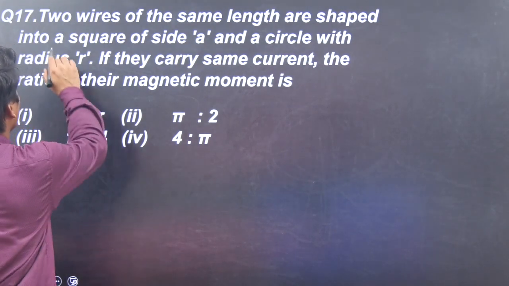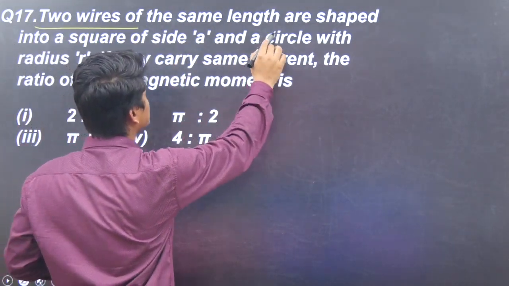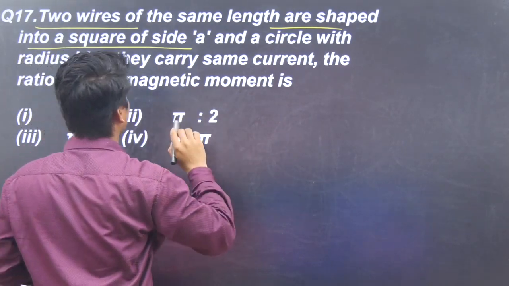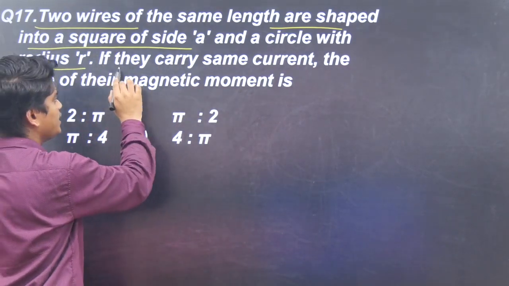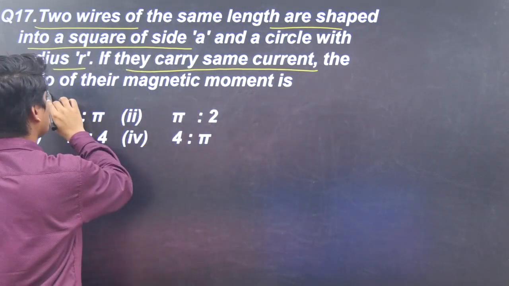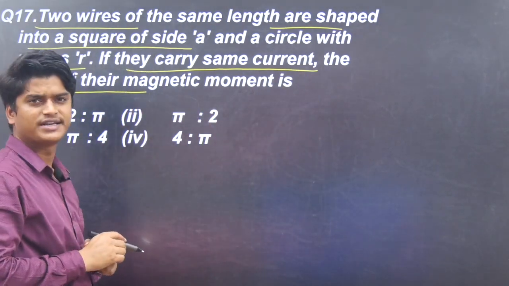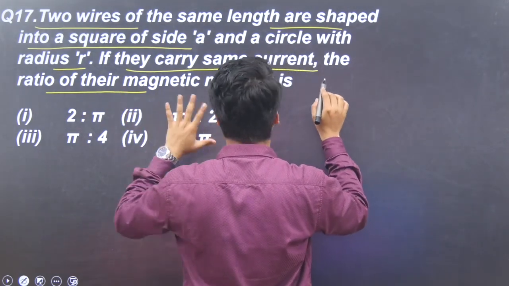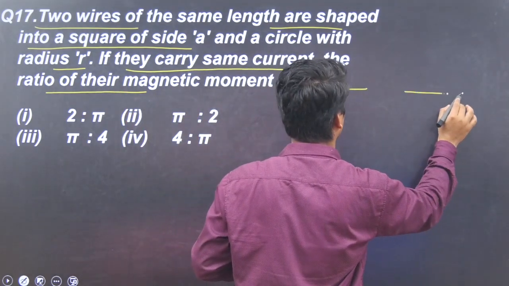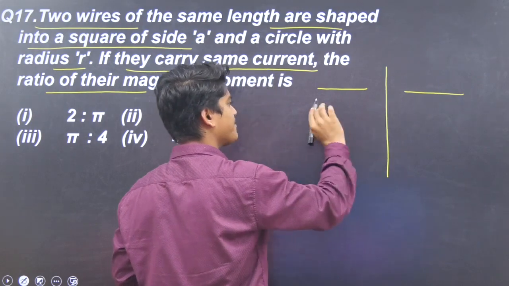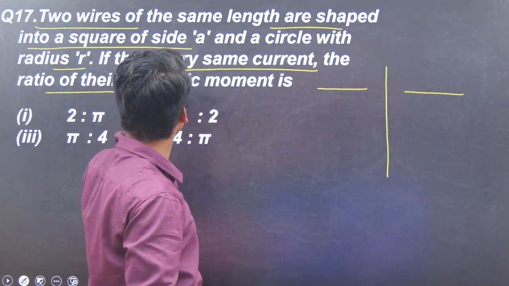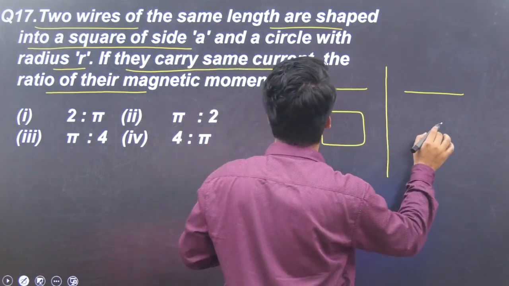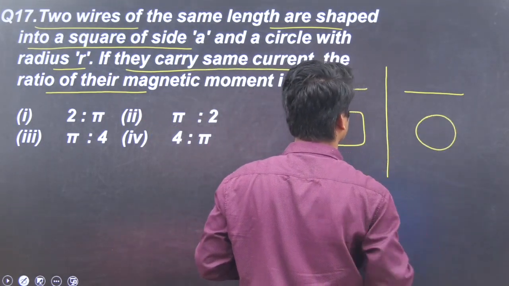Now remember, two wires of the same length are shaped into a square of side a and a circle with radius r. If they carry the same current, find the ratio of their magnetic moments. So here we are asked about magnetic moment, and two wires are there, the same wire you take. For both, the wire length is the same, but one wire we shape like a square structure, and the other one like a circle structure.